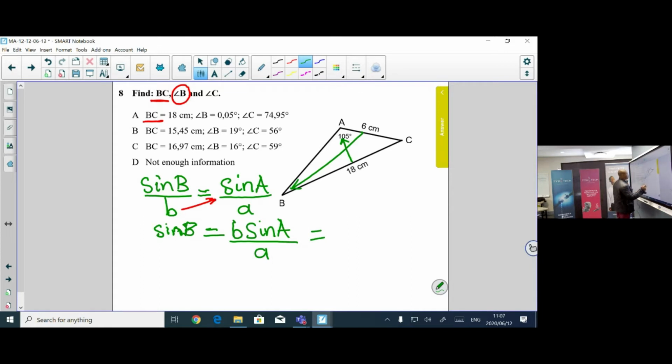So B small is given on the diagram, which we can annotate here. It's B, and this is small a. So small b is 6 times sine A, which is sine 105. Okay. This is all over A small, which is 18.